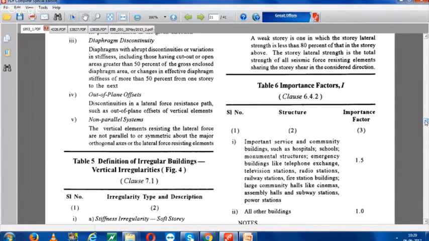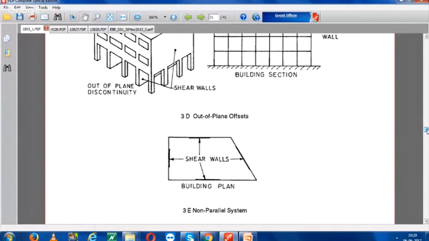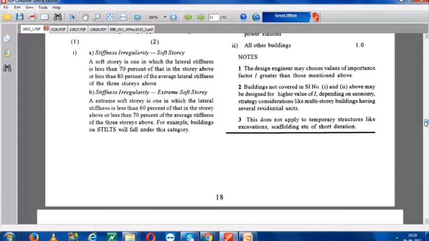Now another is here, non-parallel system. Non-parallel system is also given in this IS code. This is the non-parallel system. If you are having an octagonal shape, if you want to resist your building, you should have shear walls at different intervals, so that whenever the earthquake force comes into the picture, because walls basically fail in shear. So you need to have the shear walls at different intervals, different places in your structure.